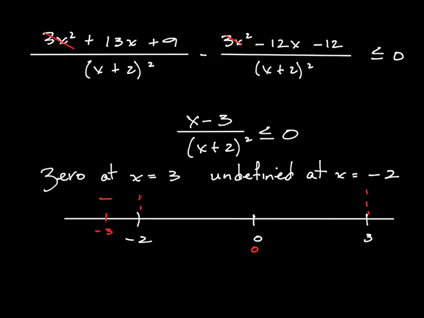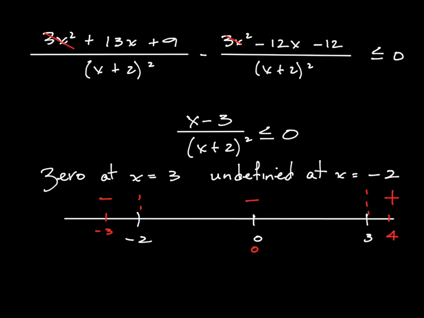Next point we'll try is at 0. If you plug in a 0, you get a negative divided by a positive. That will also be negative. The next thing will be, we'll try something bigger than 3, so we'll try 4. When we try 4, we get 4 minus 3, which is 1. The bottom's always positive, so that will be a positive number.